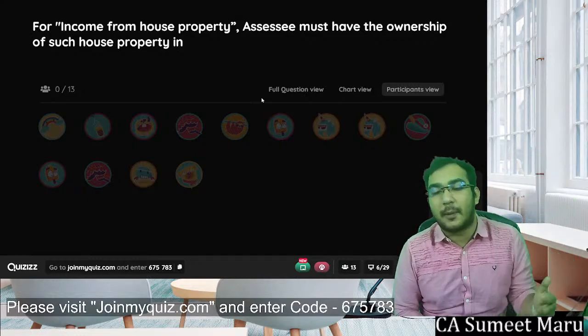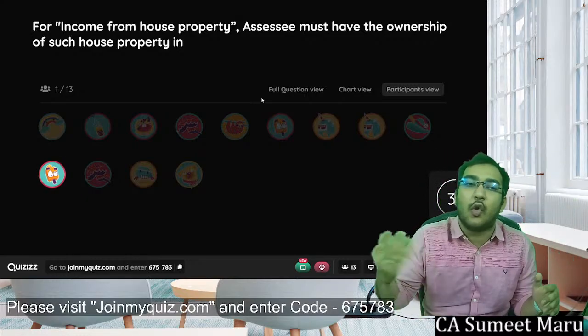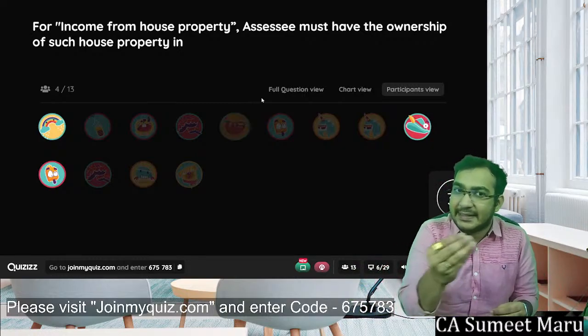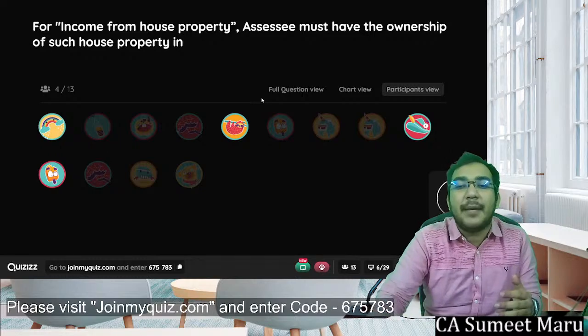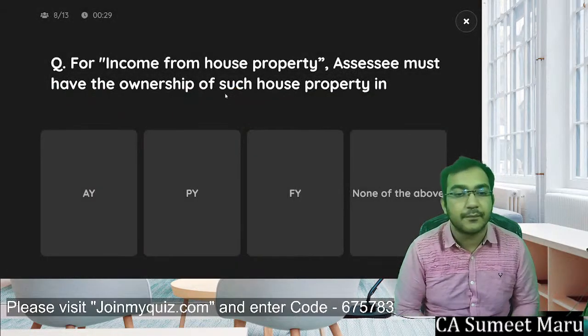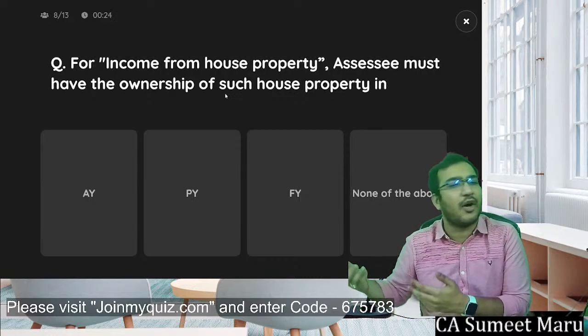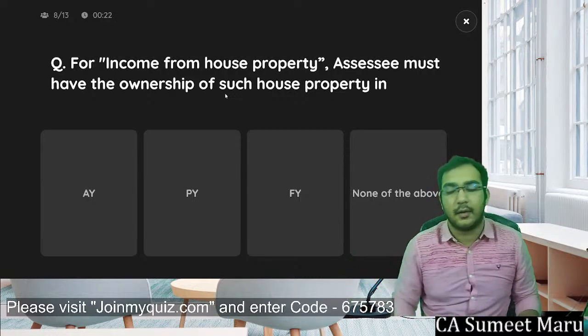For income from house property, SSC must have the ownership of such house property in. So to tax this income in this house property, in which time you should be the owner of the same. In the assessment year, in the previous year, in the financial year, or you do not need to be owner at all.